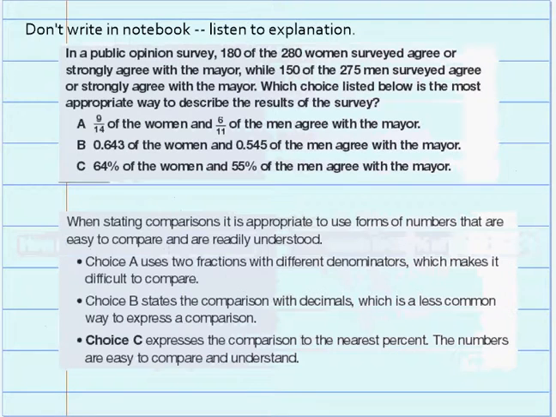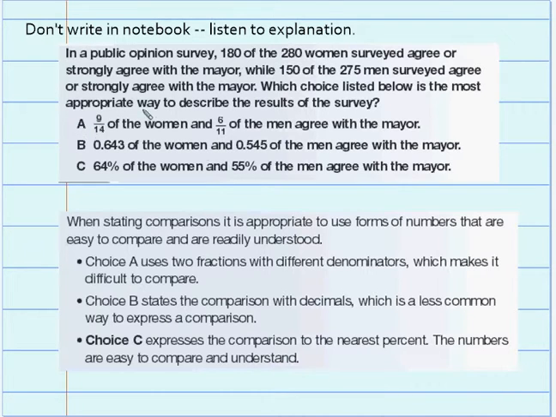Okay. Here's an example. This is actually right out of your book. I don't want you to write it in your notebook. I just want you to listen or read through this very carefully. So the example says that in a public opinion survey, 180 of the 280 women surveyed agree or strongly agree with the mayor, while 150 of the 275 men surveyed agree or strongly agree with the mayor. Which choice listed below is the most appropriate way to describe the results of the survey? So they give you 3 options.